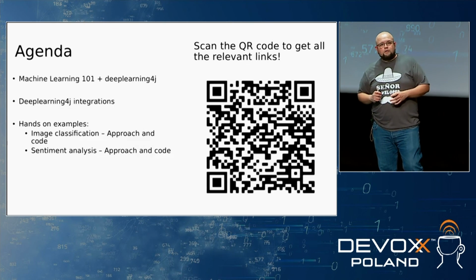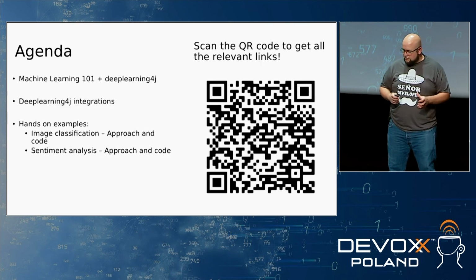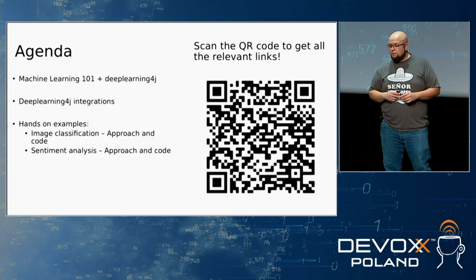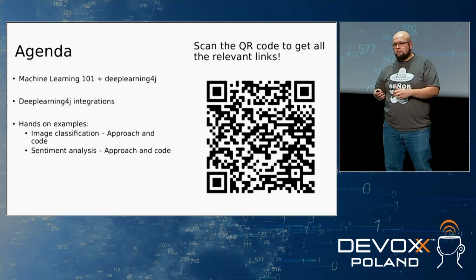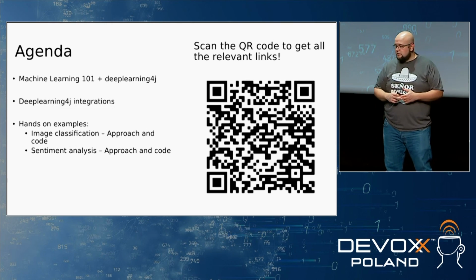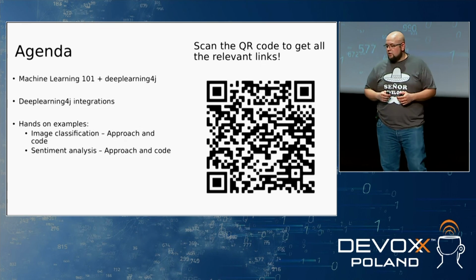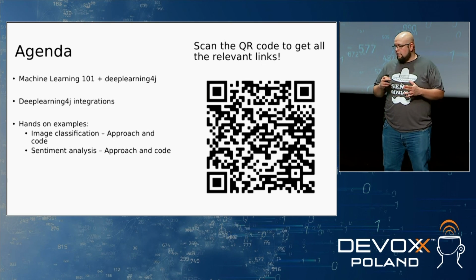So that's it. What we saw today: some basics of machine learning and what Deeplearning4j is. We saw some integrations of Deeplearning4j. We saw a couple of hands-on examples on how to perform image classification and sentiment analysis. And here you can scan this QR code to get all the relevant links to my Twitter, my email, and most important, the code, the GitHub repo.